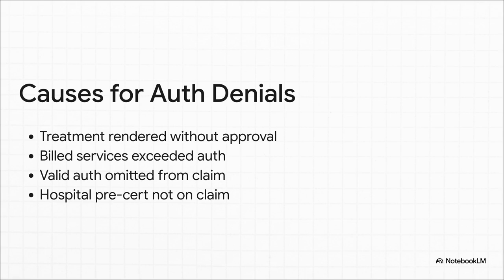But honestly, here is where you can often score a super easy win. Sometimes a perfectly valid authorization was obtained, but it was just accidentally omitted from the claim form. It happens all the time. Finally, you might see a disconnect where the hospital successfully obtained a pre-cert for the facility side, but that pre-cert just wasn't applied to the professional claim.